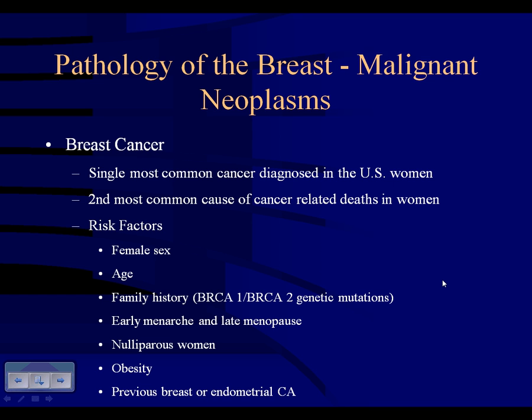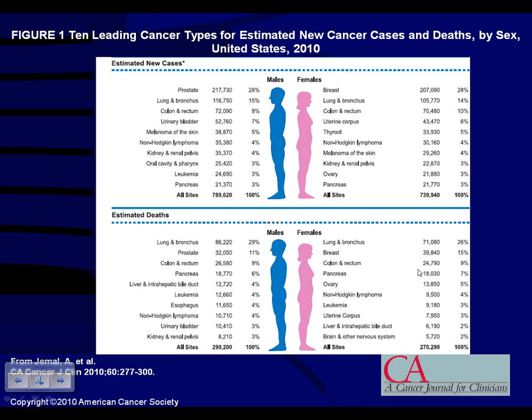All right. Early menarche and late menopause just indicate increased hormonal exposure. Nulliparous women, for some reason. Obesity, as well as previous history of breast cancer or endometrial cancer. I should also add ovarian cancer. Now, patients who have BRCA1 and 2 are also at risk for ovarian cancer, and at the same time they get their mastectomy, they often get bilateral oophorectomies after they're done with their childbearing, obviously.